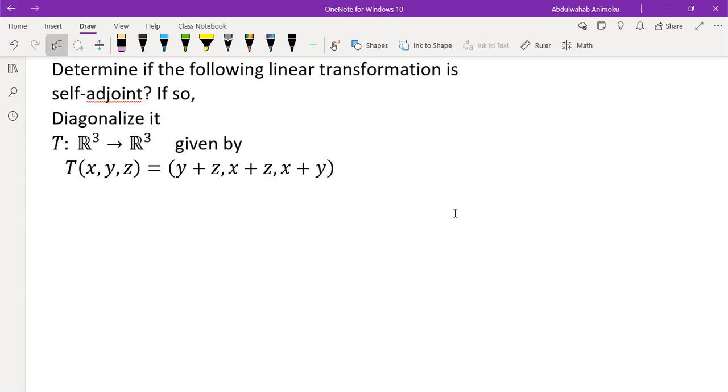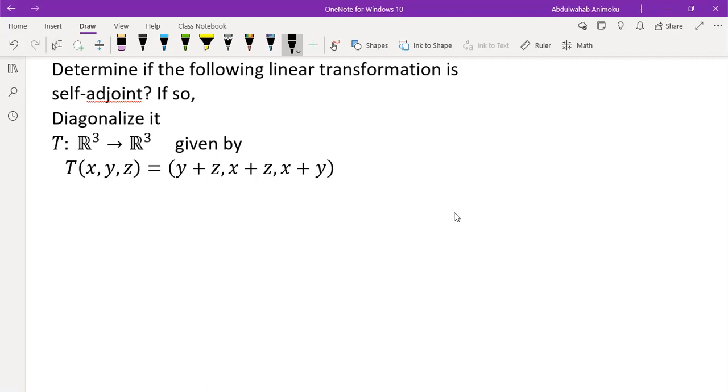In today's video, we're going to look at how to diagonalize a self-adjoint linear transformation. Now, if you are not familiar with self-adjoint transformations, which we have discussed in previous videos, please go and watch those videos. The link is in the description, to make sure you understand what a self-adjoint transformation is. In this video as well, we are going to touch a little bit on that before we actually determine how to diagonalize this transformation. Okay, so let's just go ahead and get right into this problem.